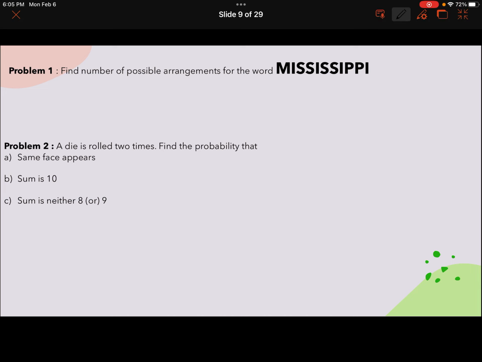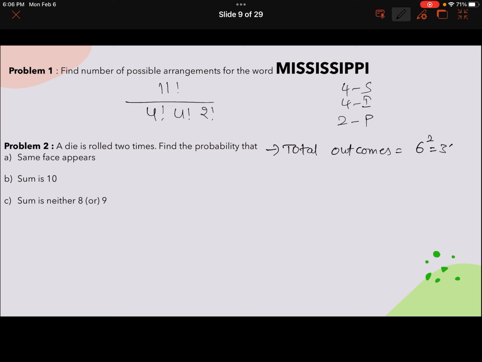Now let's see some problems. Find the number of arrangements of the word Mississippi, the number of possible arrangements. There are 11 letters here. Out of 11, some are the same kind: 4 i's, 4 s's and 2 p's, that is 11 factorial divided by 4 factorial into 4 factorial into 2 factorial. A die is rolled 2 times, that means total outcomes is 6 squared, that is 36 ways. This is the total possible ways.